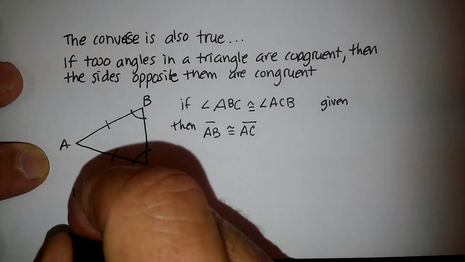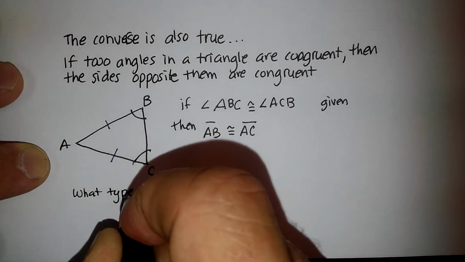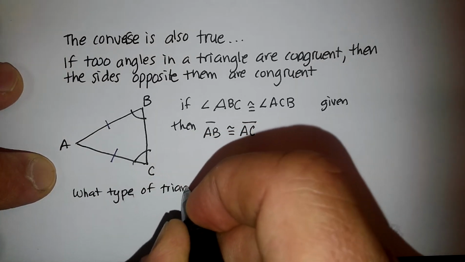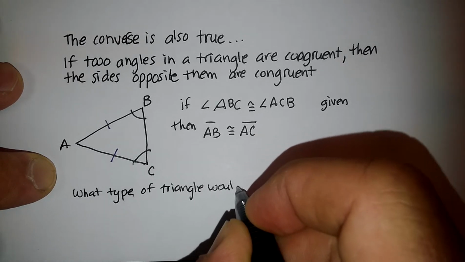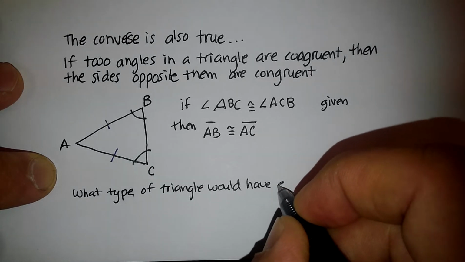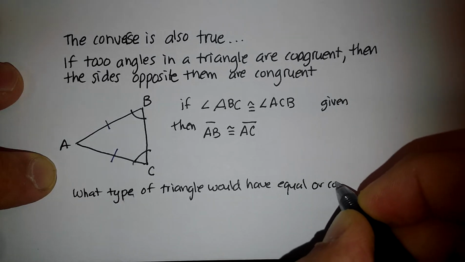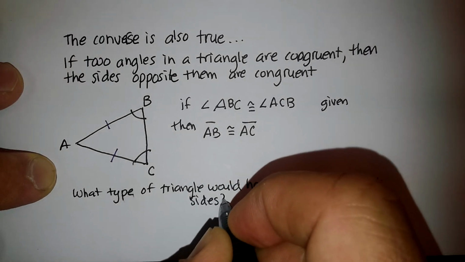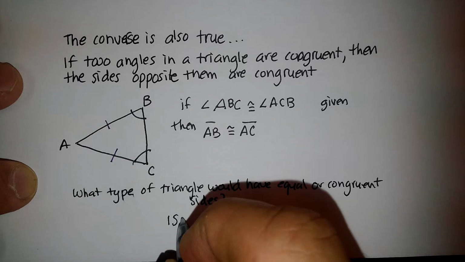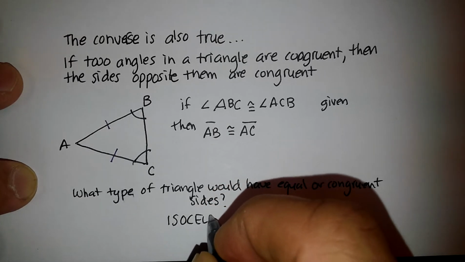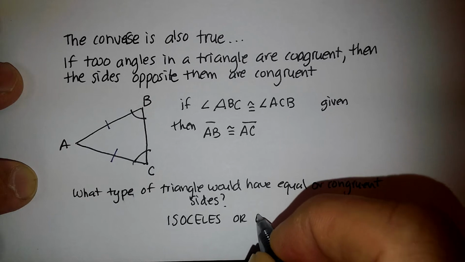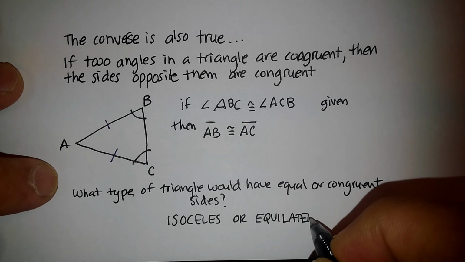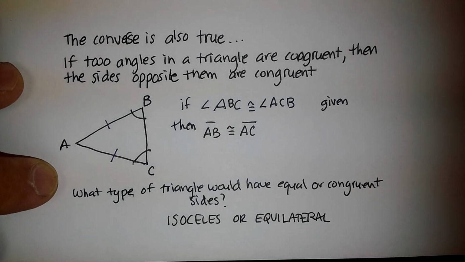Now, quick question for you. What type of triangle would have two equal or congruent sides? And if you said isosceles or equilateral, you would be correct. Okay, so I hope that was helpful.